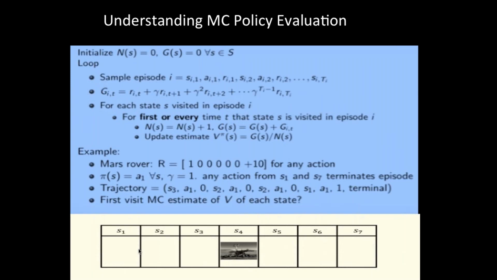Now, I think last time we had seen a Mars rover. A Mars rover has landed in space. It has landed in state S4, and it can go right or left. There is a reward of 1 here and plus 10 here. So if it has this setup, how will Monte Carlo actually work in this?